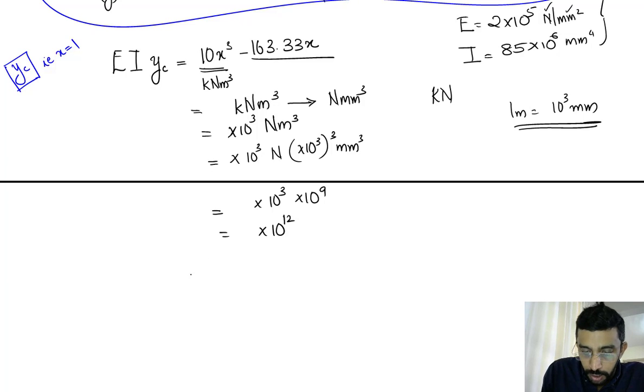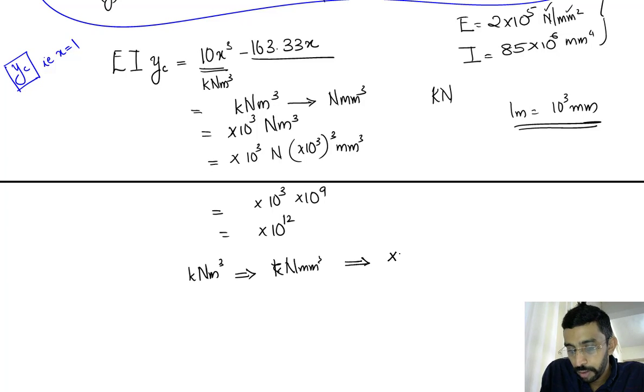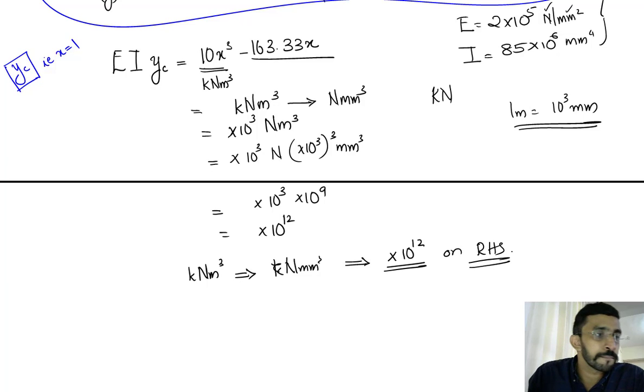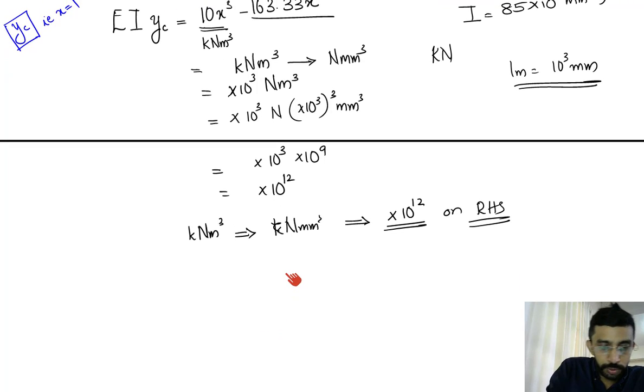That means to convert kilonewton meter cube to Newton mm cube, I have to multiply by 10 power 12 on your right hand side. Right? This is how you have to solve it. So all these terms should be multiplied by 10 power 12, right? Or else I will solve it like this. So right now I am supposed to substitute the values, right?